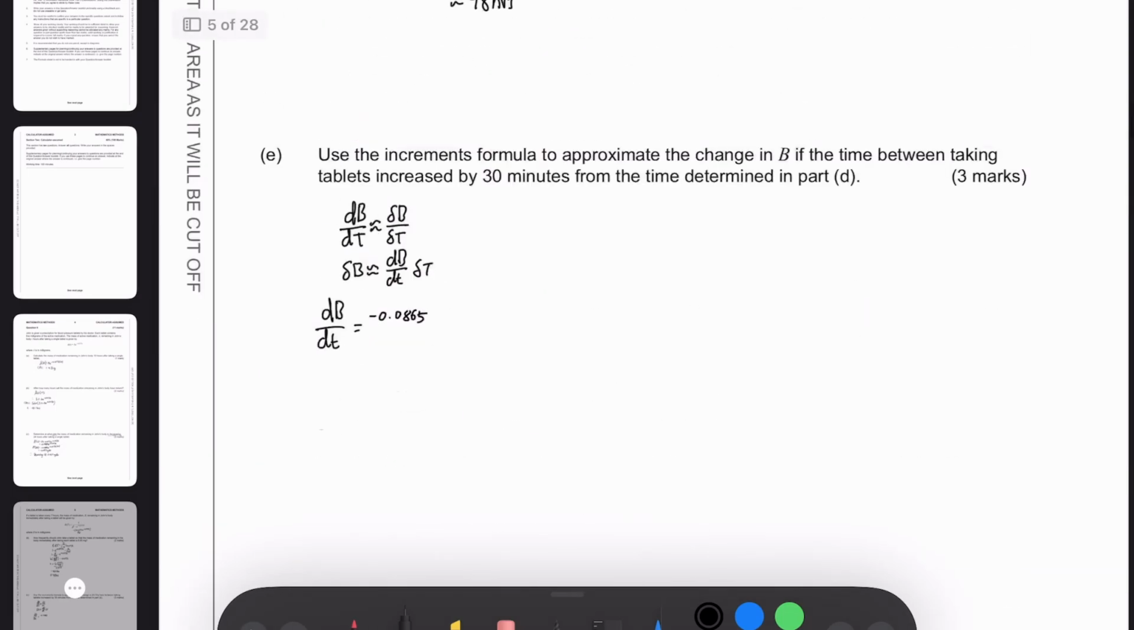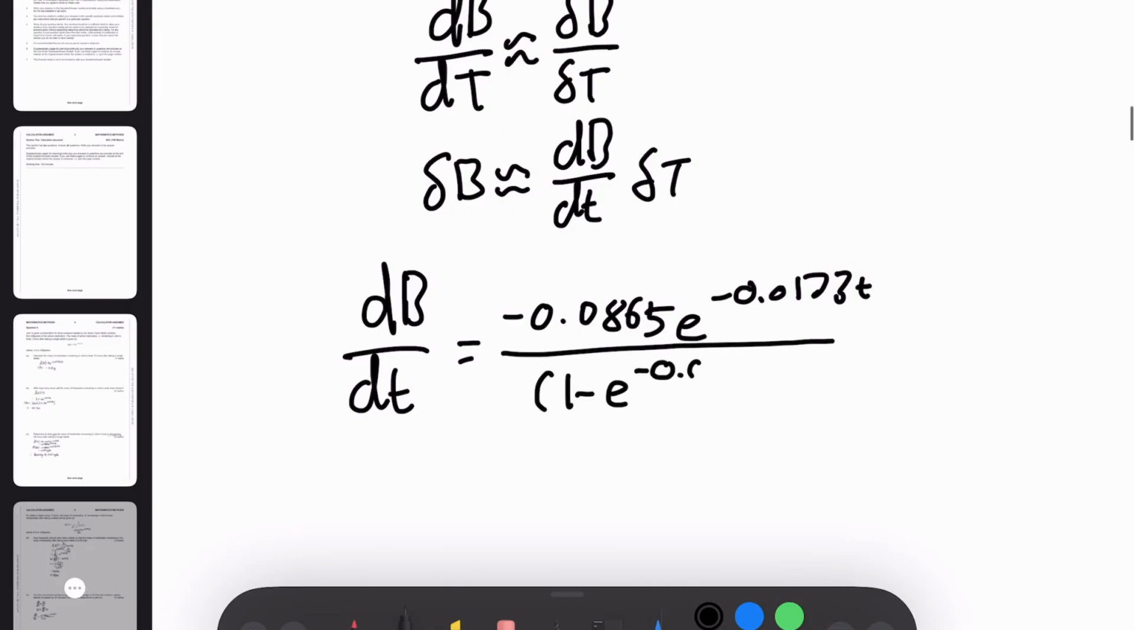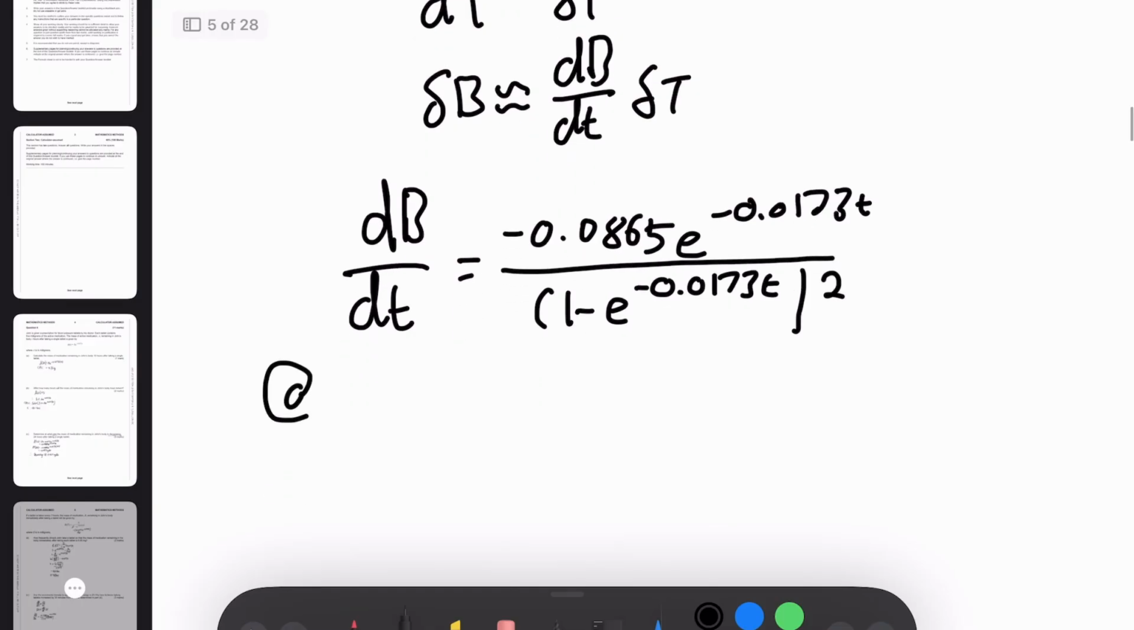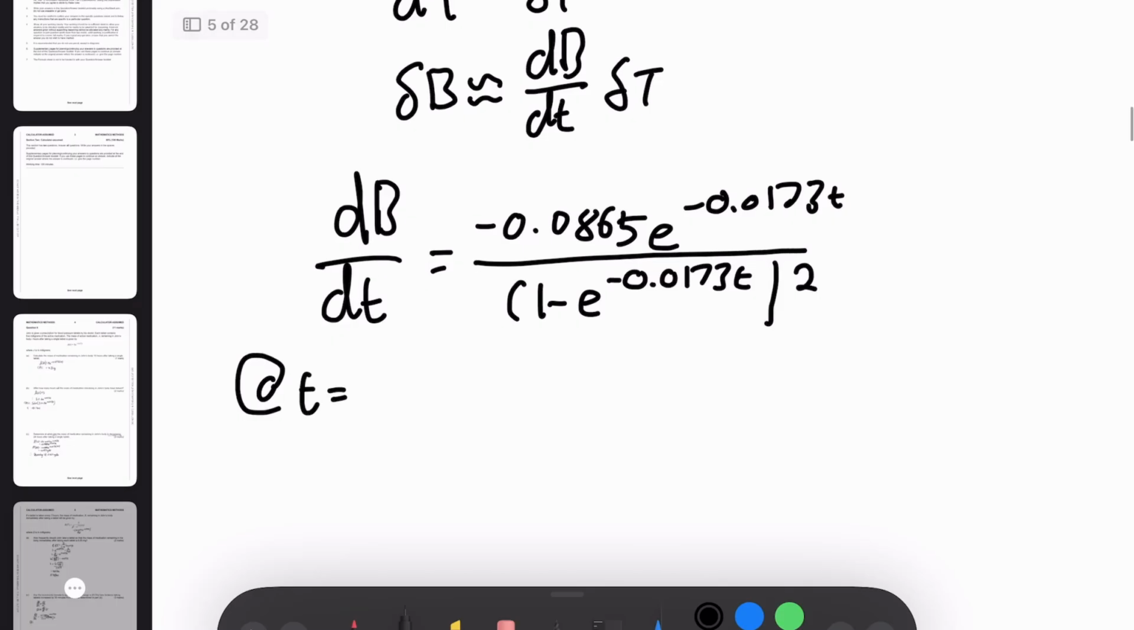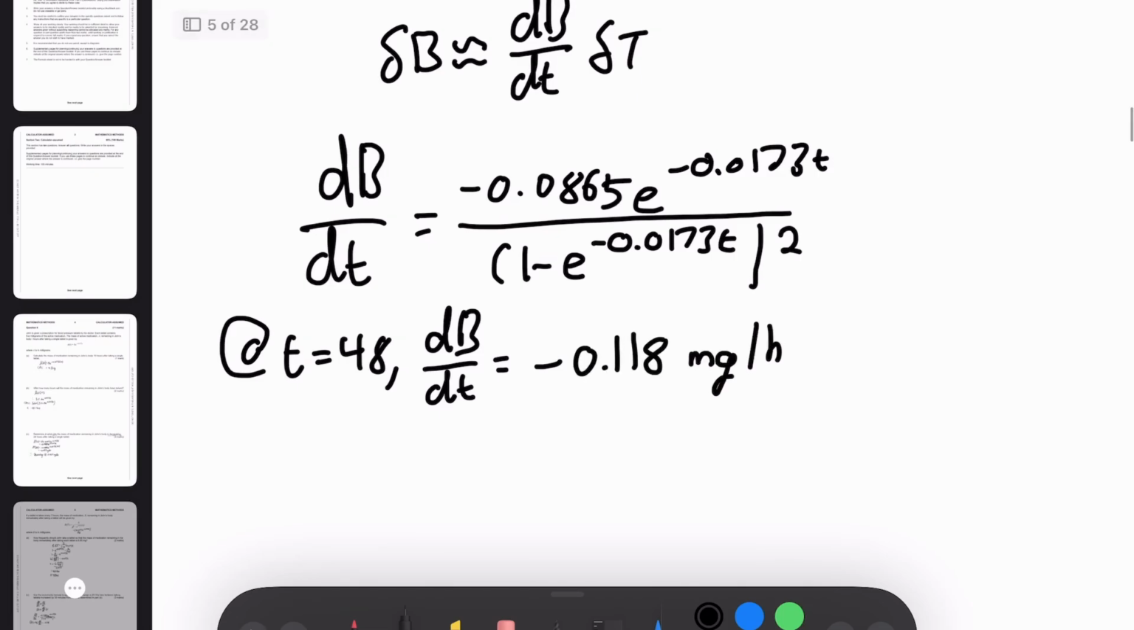Yes, there is another 0.0865 to negative 0.0173t all over 1 minus the bottom squared. Then we know you can also just use your CAS to find that out. So at t equals 48, we have that dB/dt is equal to negative 0.118, and then it was milligrams per hour.